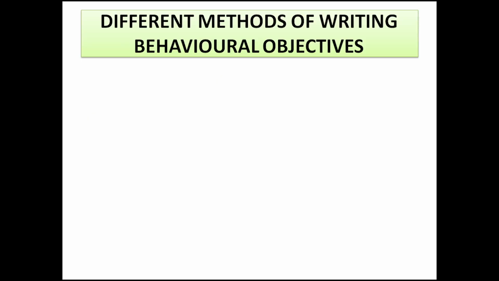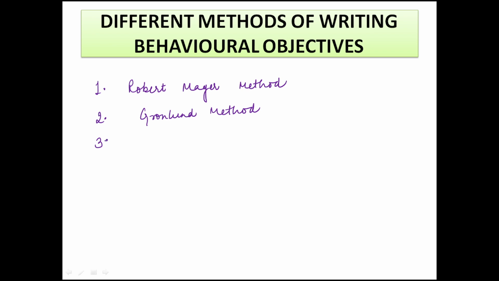Different methods of writing behavioral objectives. There are four chief methods of writing behavioral objectives. First is the Robert Mager method. The second is the Gronlund method. The third is the Miller method. And fourth is the RCM method.